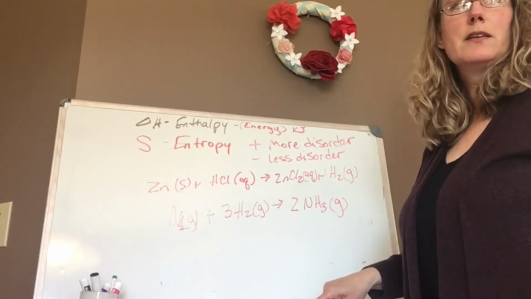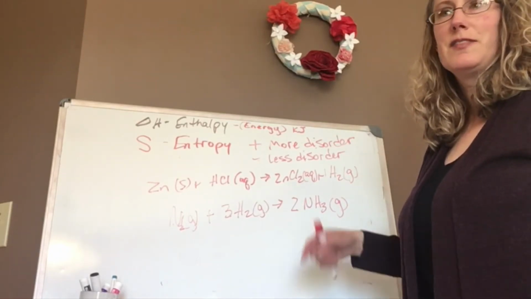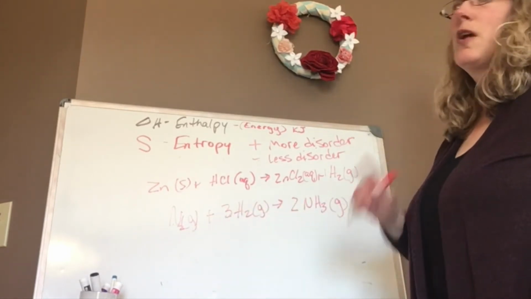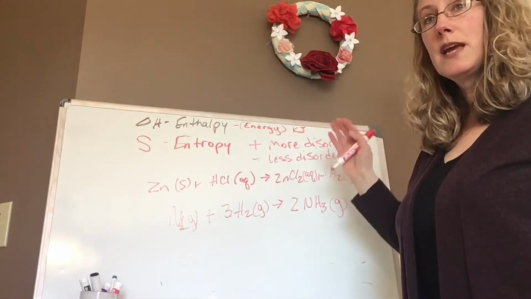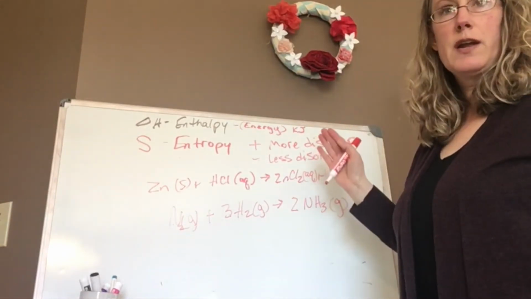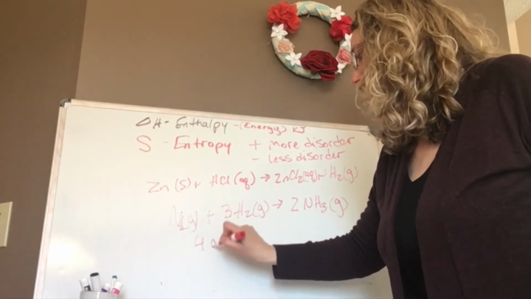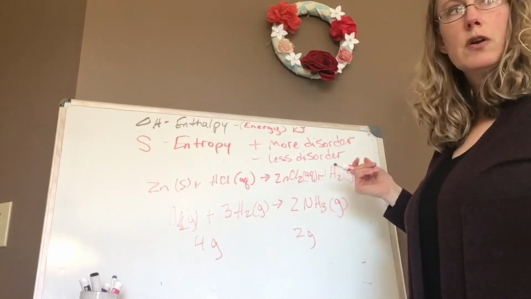Take a stab at it. Is it positive or negative? More disorder is positive, less disorder is negative. So I have the same here, because they're all gases. Now we have to look and remember, the more molecules I have, the more disorder I have. So I have 4 gases over here and only 2 gases over here. Which one has more disorder?